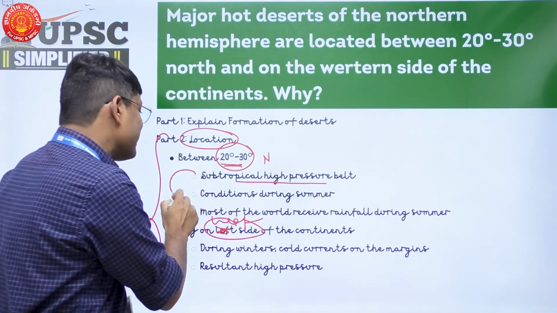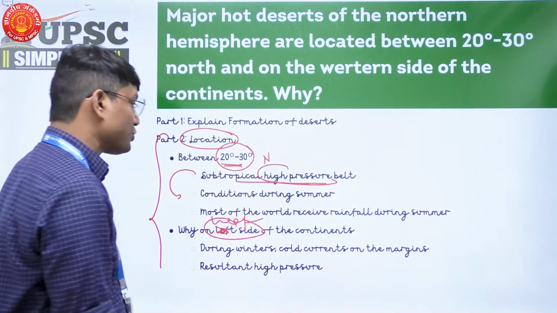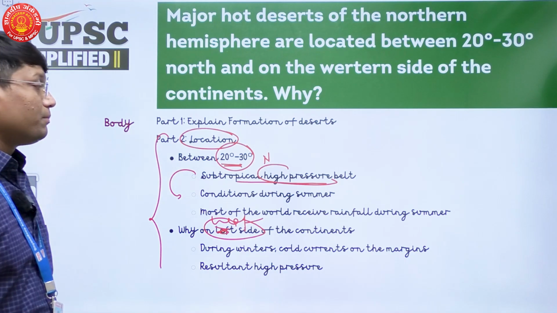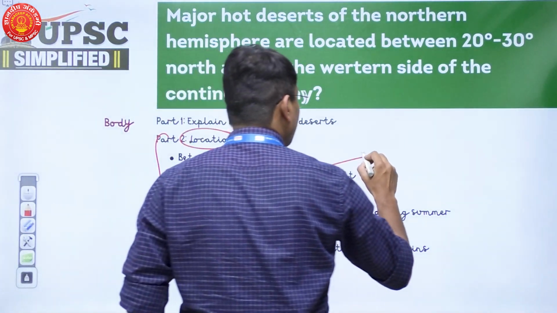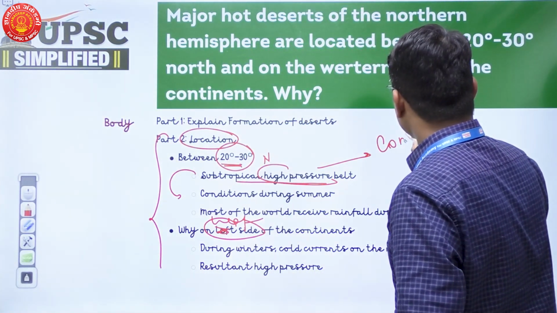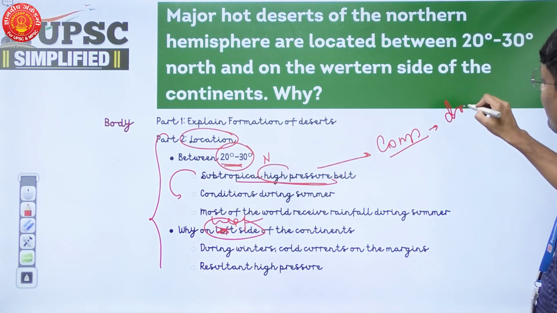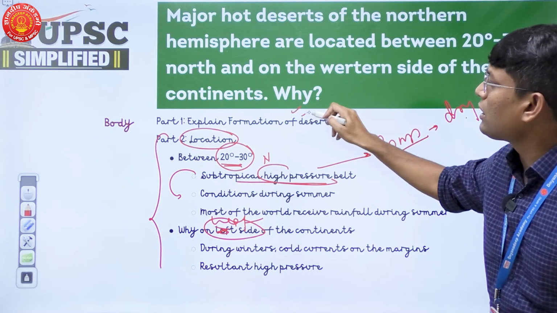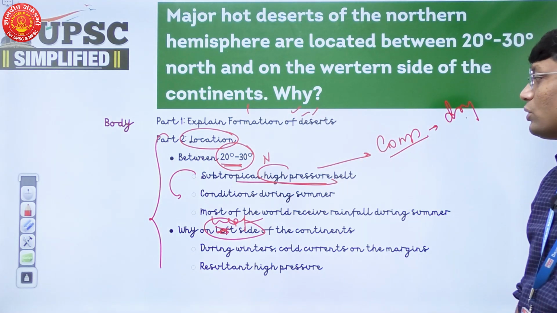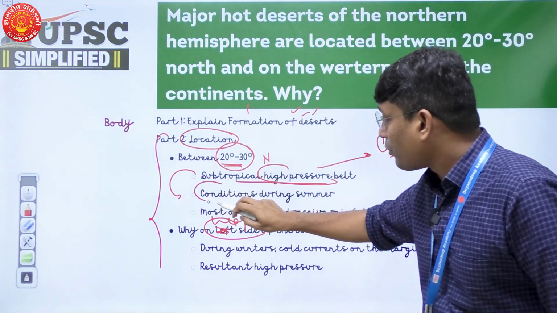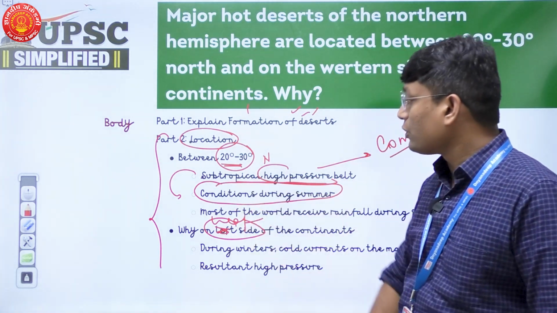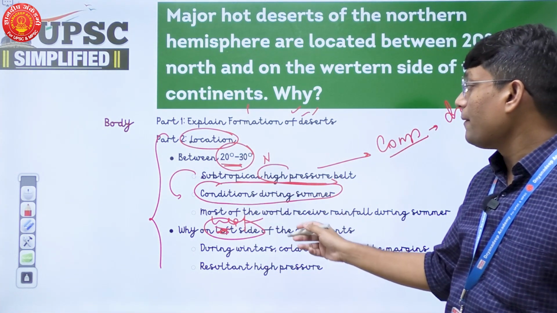Now, as there is a subtropical high pressure belt, what will it result into? It will result into compression of air, and compression of air would mean dry conditions. So that is the basic point which you are anyway going to highlight. Move on to the next point. You also have to explain this particular point.